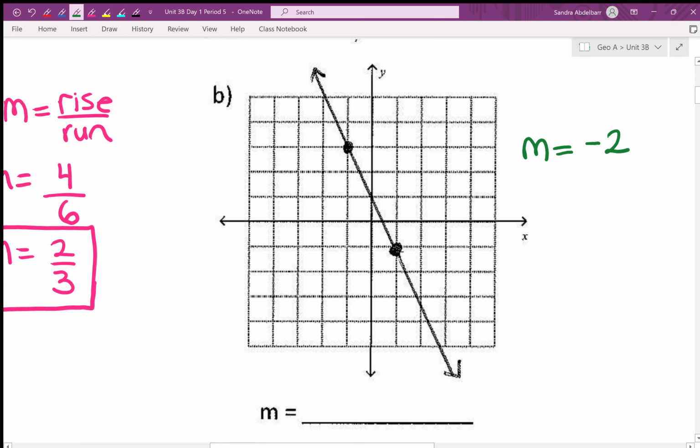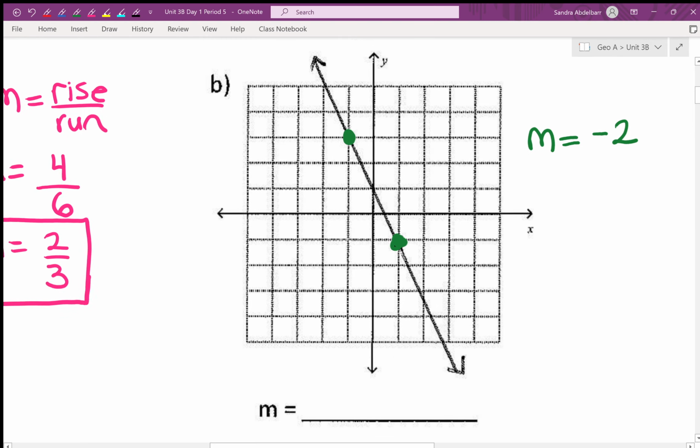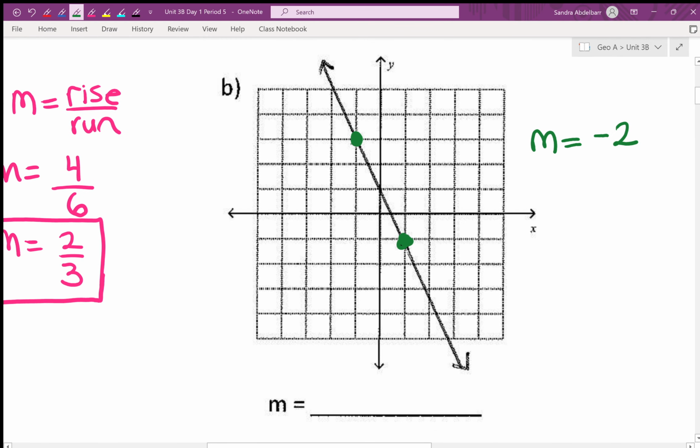All right, so I'm starting at the green, ending at the other green. So now I'm going from one point to the other point. I'm going down 1, 2, 3, 4. Since I'm going down 4, is that a +4 or -4? -4, and then I'm going to the right 1, 2. So my slope is -4/2, which simplifies down to -2.